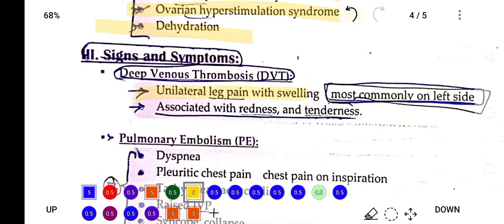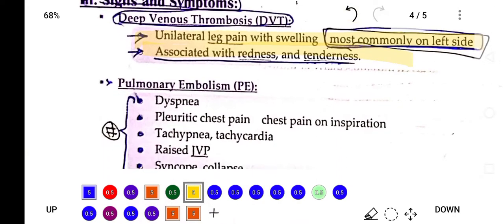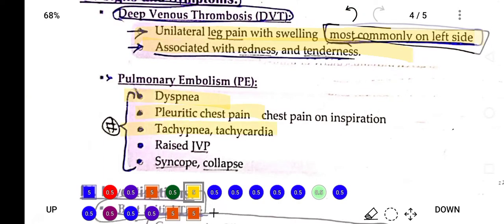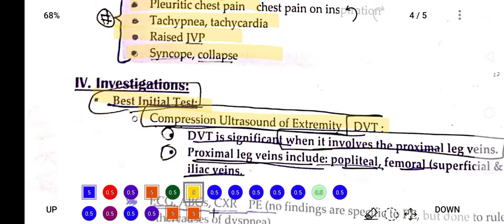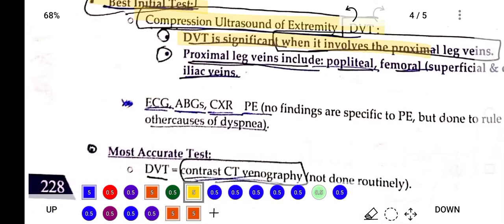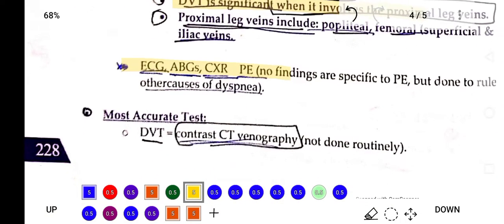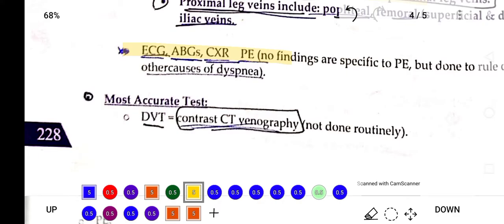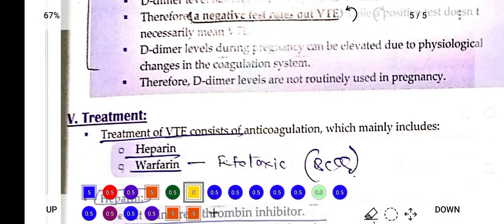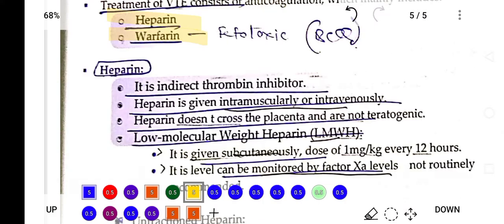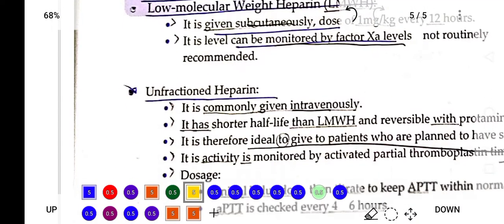Signs and symptoms are unilateral leg pain with swelling associated with redness and tenderness, dyspnea, pulmonary chest pain, tachycardia, raised JVP, and syncope and collapse. The investigation will be ultrasound. Doppler is the investigation of choice, with ECG, ABG, and chest X-ray. In pulmonary embolism, chest X-ray is a diagnostic point. The most accurate test will be CT contrast venography. In this way, pulmonary embolism can be ruled out, and treatment will be heparin and warfarin as anticoagulants. In this way, we can treat this condition.